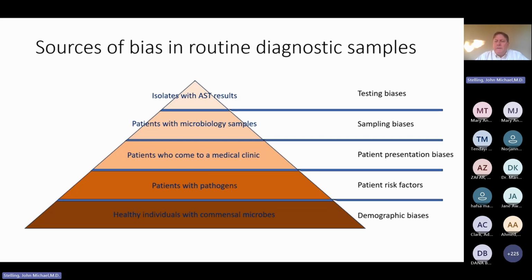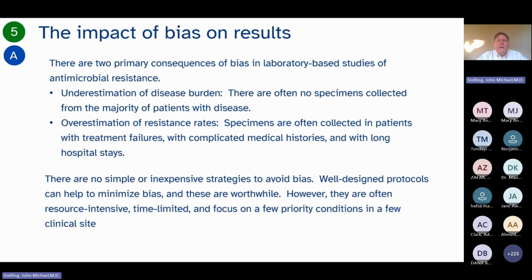In short, and let me go to the next slide. There are 2 primary consequences of bias. One is you very significantly underestimate how much disease there is. The majority of those women, they didn't come to the clinic, they didn't have a sample taken, so we underestimate how much disease there is. In cases of other diseases where there's a disease control program like tuberculosis, we might be very active at trying to go out and find people who potentially have tuberculosis and do some confirmatory testing.